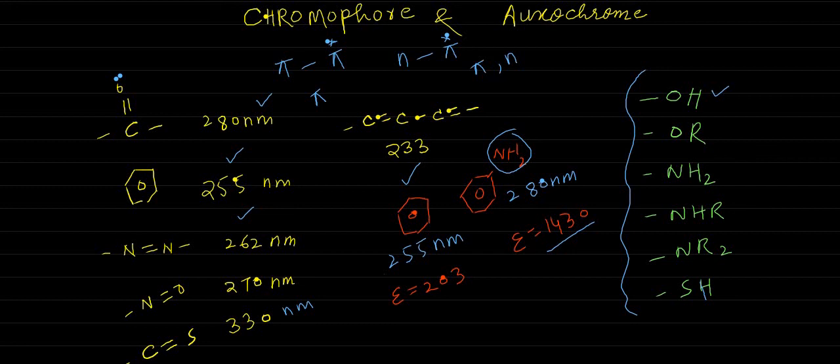So these are the auxochromes. Again, they are not chromophores by themselves, but if they are attached to some chromophores, they will change its properties in terms of wavelength of absorption as well as molar absorption. I hope this clears the concept.